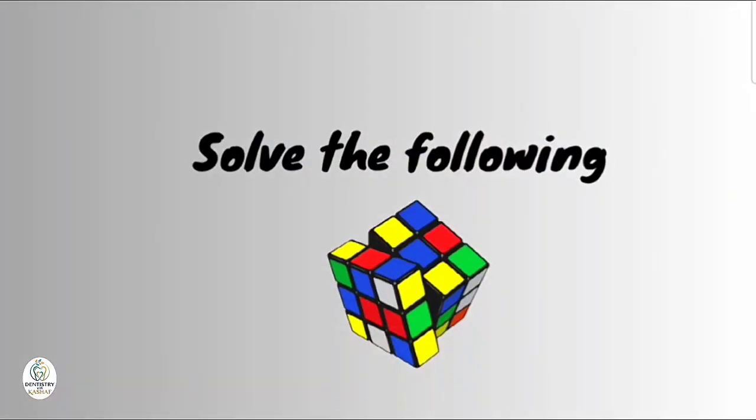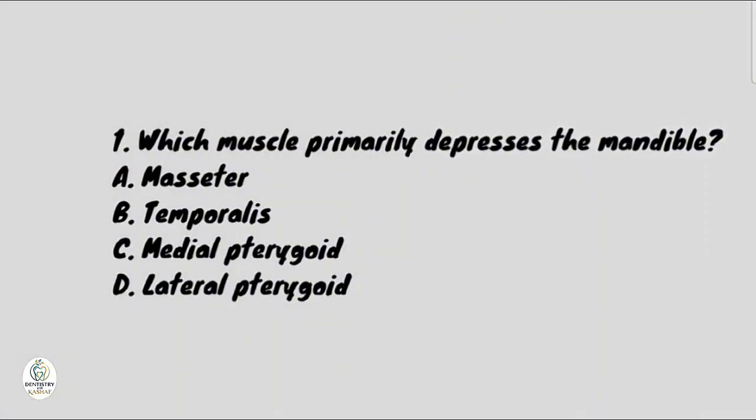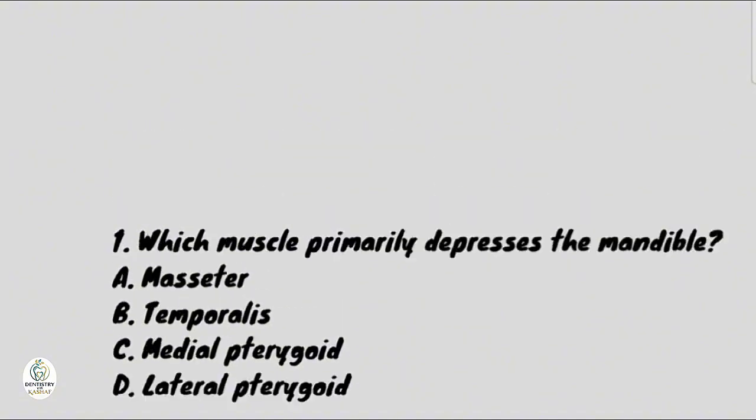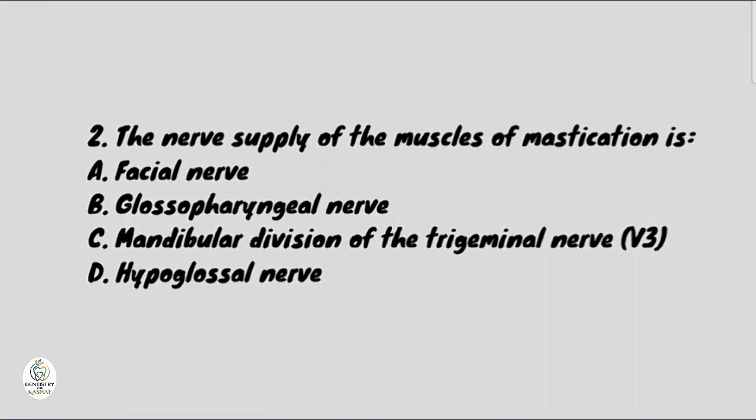Okay, I have some MCQs for you guys. Can you please solve them? Which muscle primarily depresses the mandible? If you remember, there was only one muscle doing that function. Do you remember it? If yes, mark your answer and we will discuss it later. Number 2. The nerve supply of the muscles of mastication is: think about it. Facial nerve, glossopharyngeal, mandibular, or hypoglossal? Mark your answer and note it down.